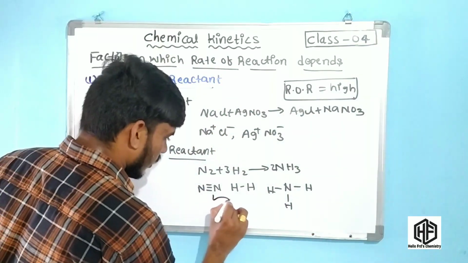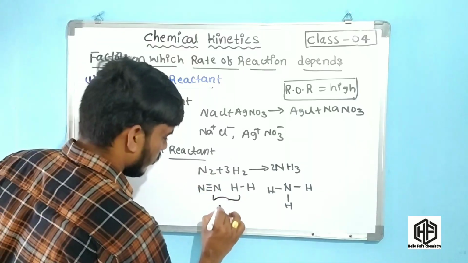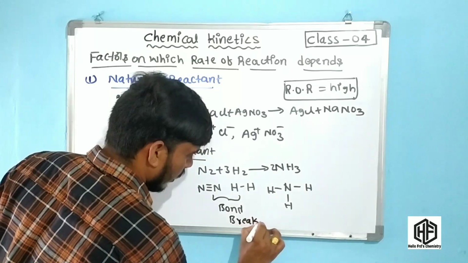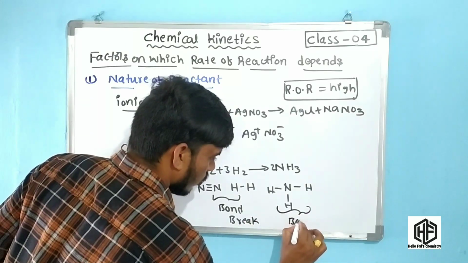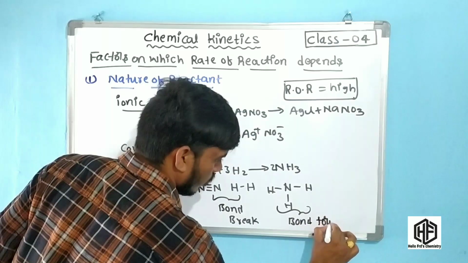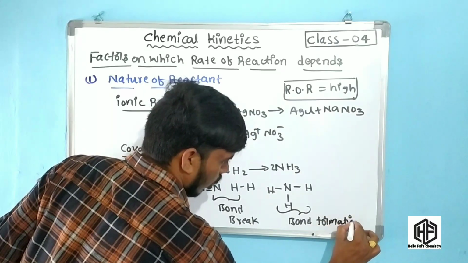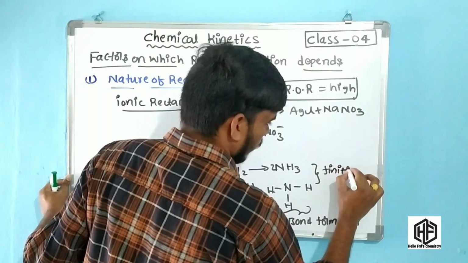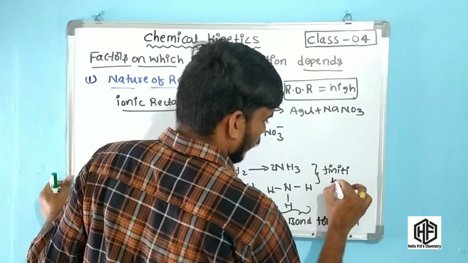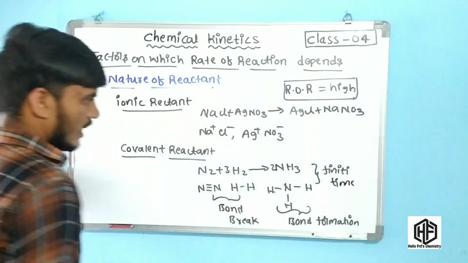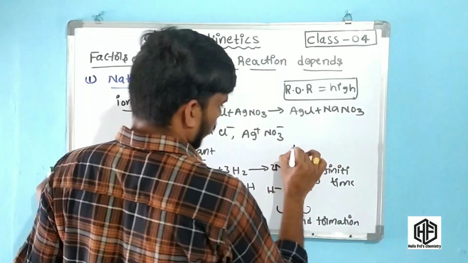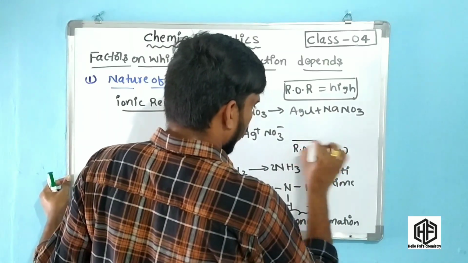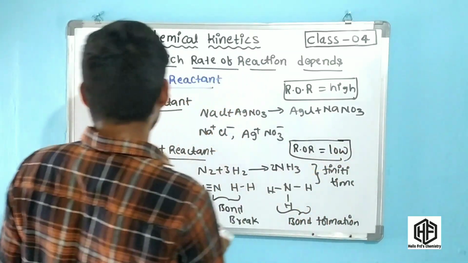Friends, in covalent reactants there is bond breaking and bond formation, which takes finite time to finish this reaction. So the rate of reaction is very low compared to the ionic reactants.